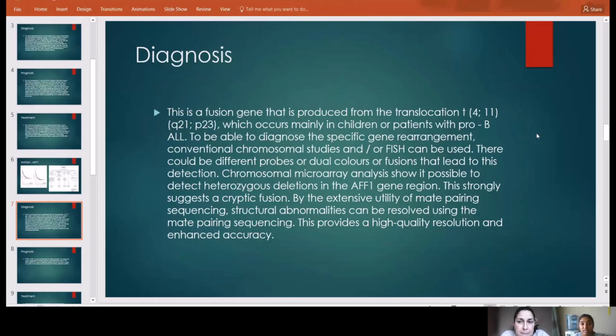With diagnosing this specific gene, it is very important to know which gene is found in a patient. The best way to detect these types of genes is by fluorescence in situ hybridization, and like this, you can see which genes are involved, which type of fusions are formed, and how it is affecting a person.